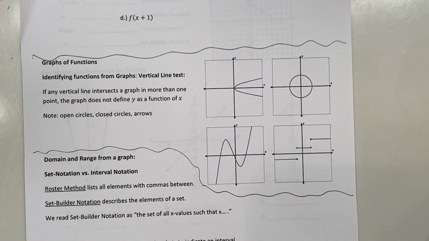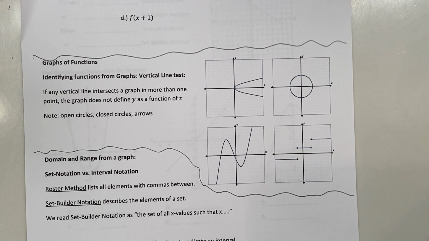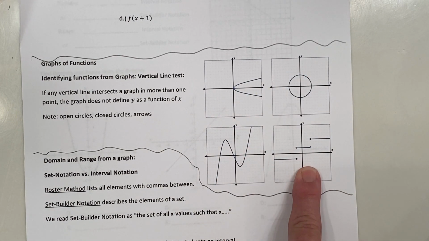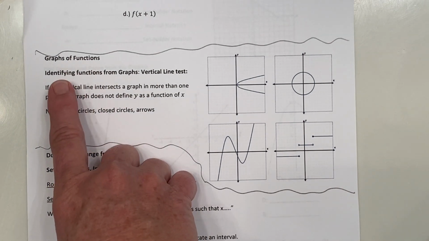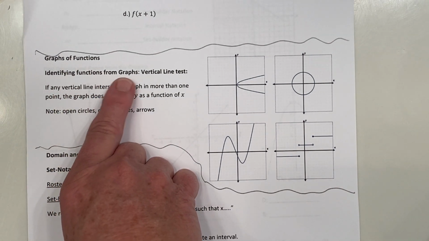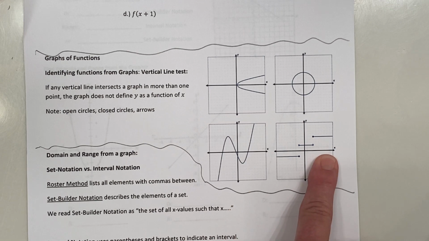Okay, same objective, but now notice we don't have a relation. We don't have a numerical set of ordered pairs. Now we have 4 graphs to be able to identify if we have a function or not. All right, graphs of function. Identifying functions from graphs. These are all graphs, but are they specifically functions?